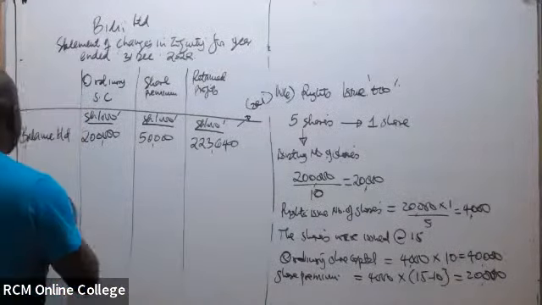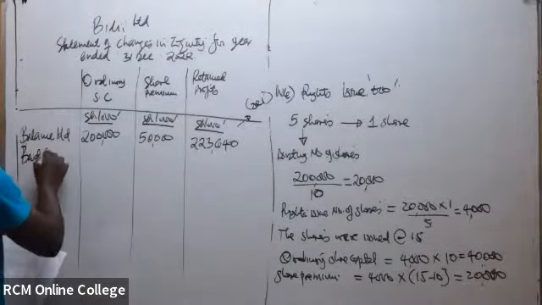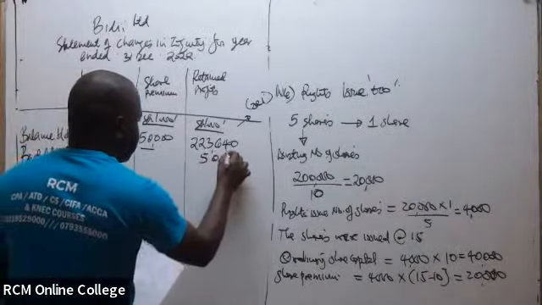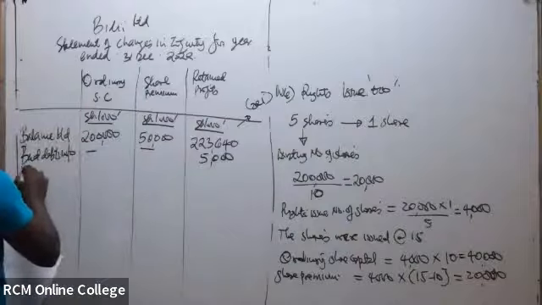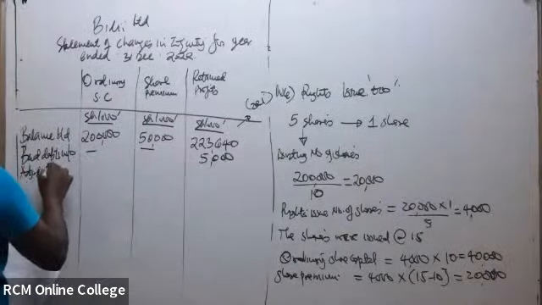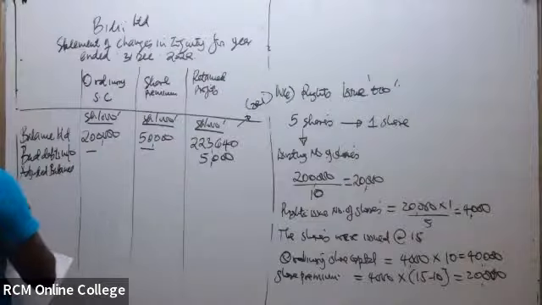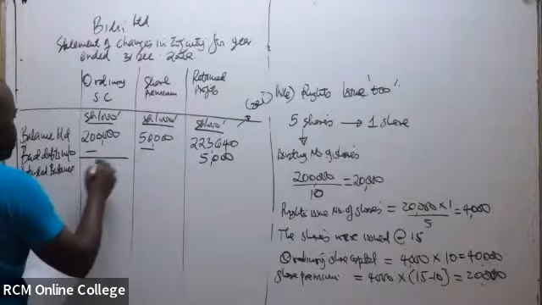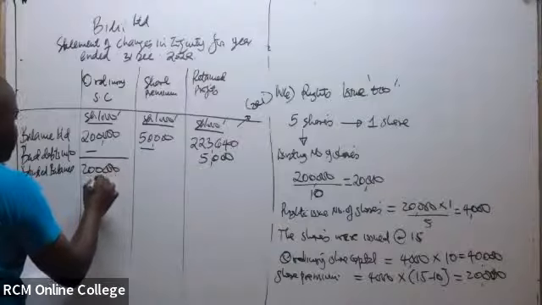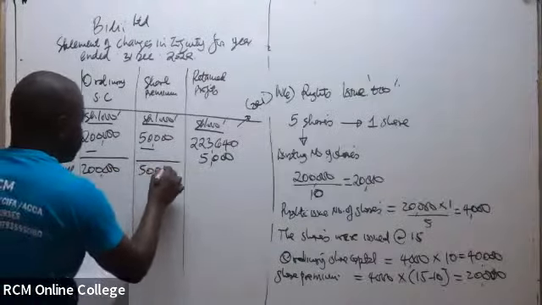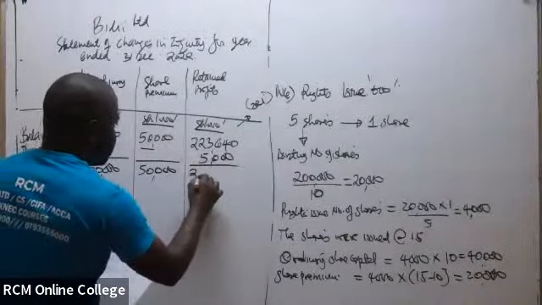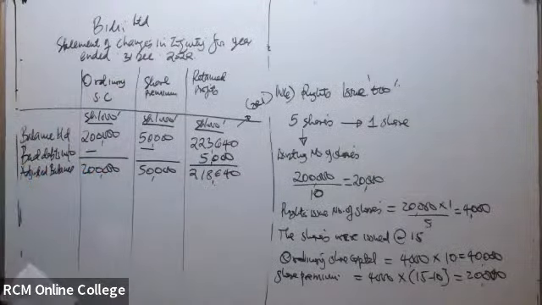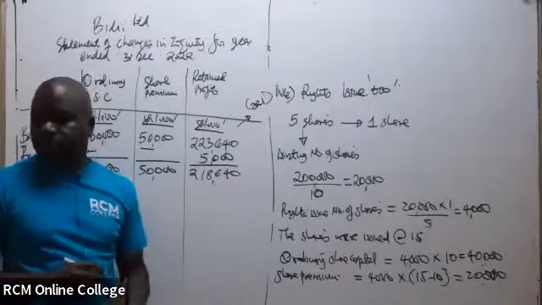So in this case, we end up adjusting it with the bad debts written off, an amount of 5 million. And therefore we have the adjusted balance. So let's just put it here. This one comes to 200 million. This one is actually 50 million. This one comes to 218,640.